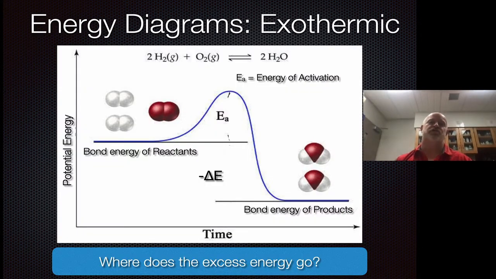So let's first talk about an exothermic scenario. We call these energy diagrams because we're diagramming where energy is and how it changes. Again, we have potential energy on our y-axis because we're measuring the potential energy available in the system. Here's our system: hydrogen reacting with oxygen to make water. At the beginning of our system, the combined bond energy of hydrogen and oxygen is at this potential energy level.